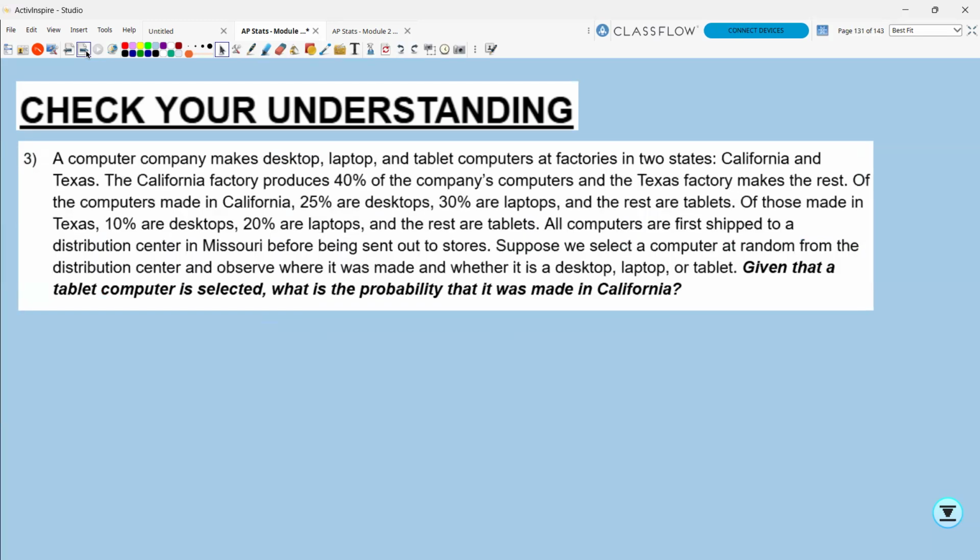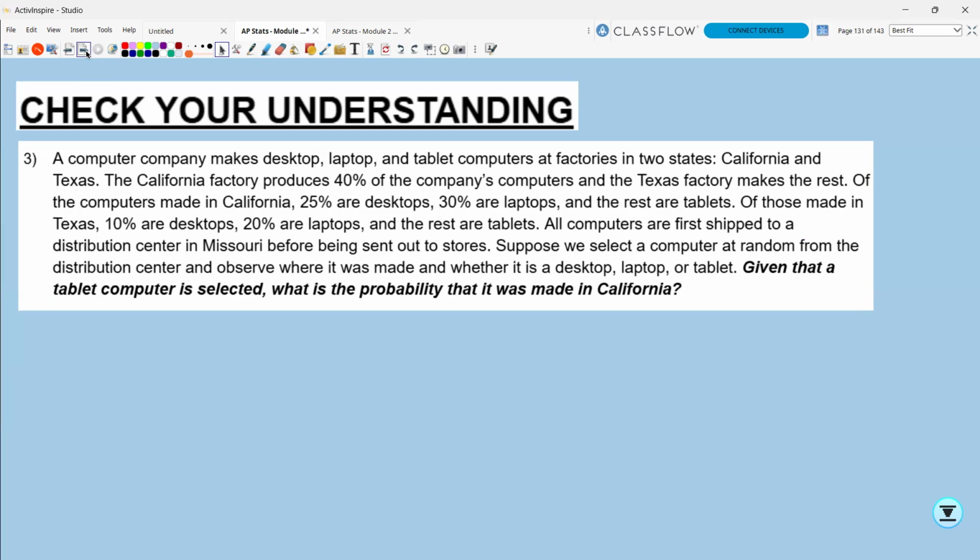Question 3. A computer company makes desktop, laptop, and tablet computers at factories in 2 states: California and Texas. The California factory produces 40% of the company's computers, and the Texas factory makes the rest. Of the computers made in California, 25% are desktops, 30% are laptops, and the rest are tablets. Of those made in Texas, 10% are desktops, 20% are laptops, and the rest are tablets. All computers are first shipped to a distribution center in Missouri before being sent out to stores. Suppose we select a computer at random from a distribution center and observe where it was made, whether it is a desktop, laptop, or tablet.